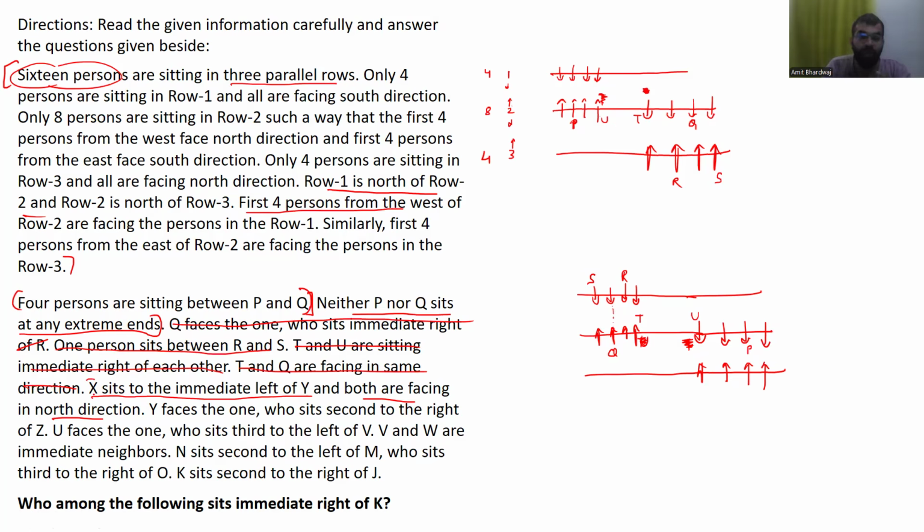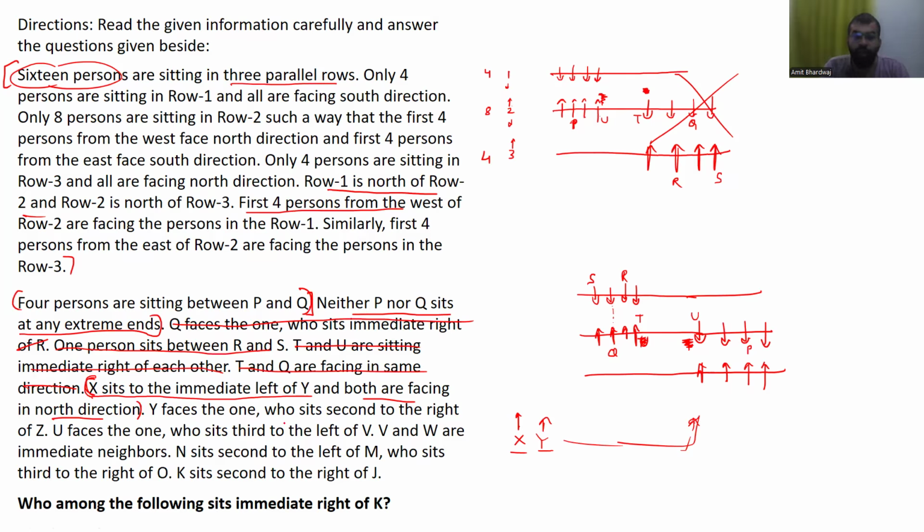Now, this is a very important line of this question. X immediate left of Y, I will draw here. X immediate left of Y, done. And both are facing north direction. Definitely this is only possible in this diagram because here they are in south direction. This is the wrong diagram. Done. So X is immediate left of Y. But the problem is where X will come, here or here, we don't know right now. But we know very well this situation will fit here, right? Next line.